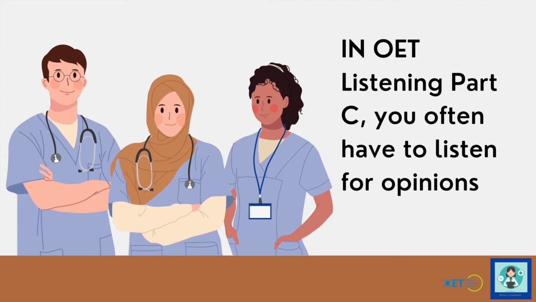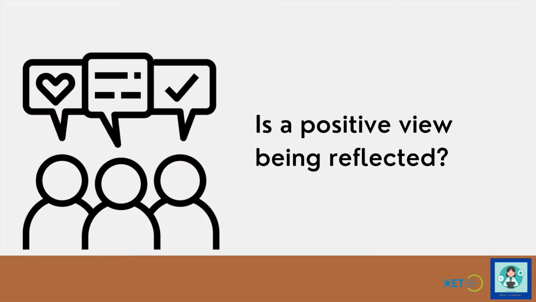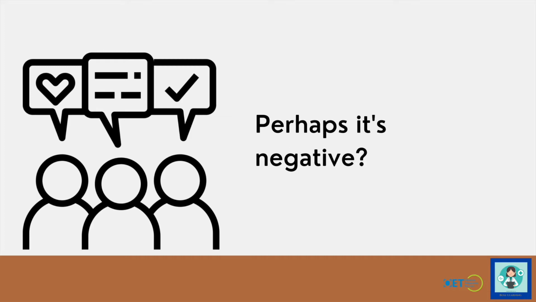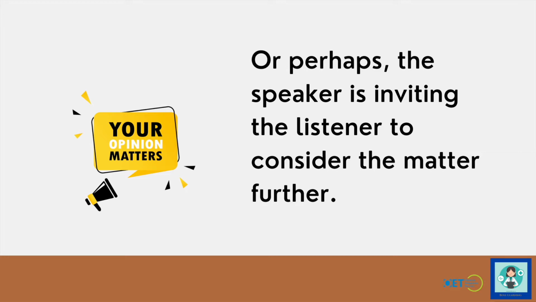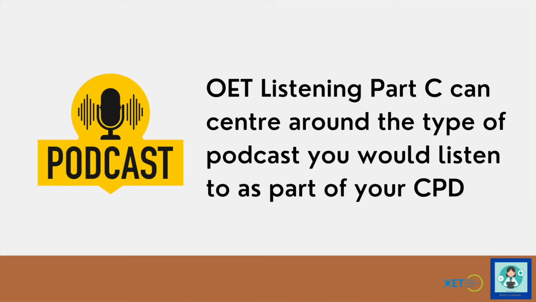Because in OET Listening Part C, quite often you have to try and identify the speaker's opinion on something. And most often it will be a choice of whether a positive view is being reflected, a negative view, or maybe it's more neutral and the speaker is inviting you as a listener to consider the matter further, to think about your own opinion on it. So those are the three general options that you could get when you're considering opinion.